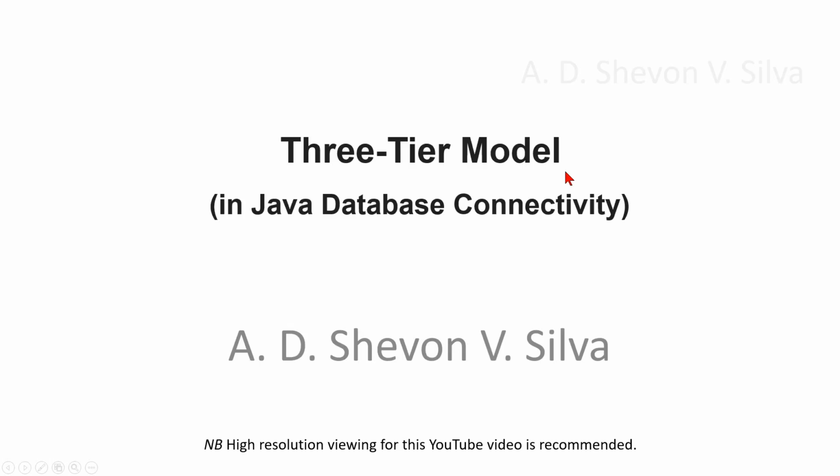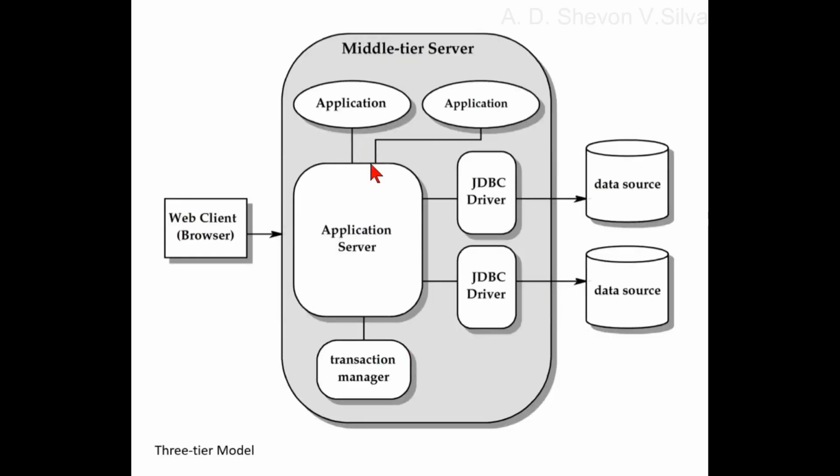Three-tier model in Java database connectivity. Here you can see a three-tier model. The three-tier model introduces a middle-tier server to house business logic and infrastructure as shown in this figure here. This architecture is designed to provide improved performance, scalability, and availability of enterprise applications.